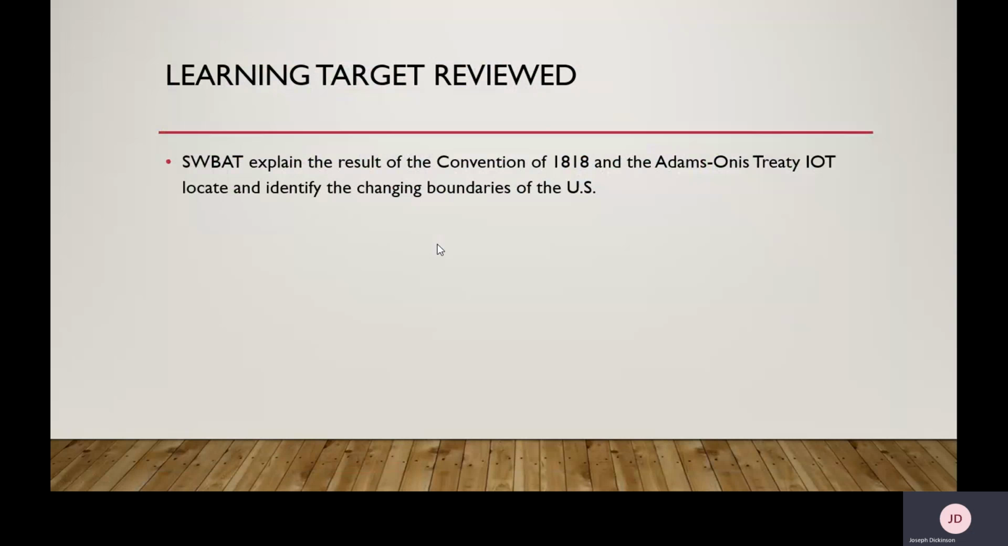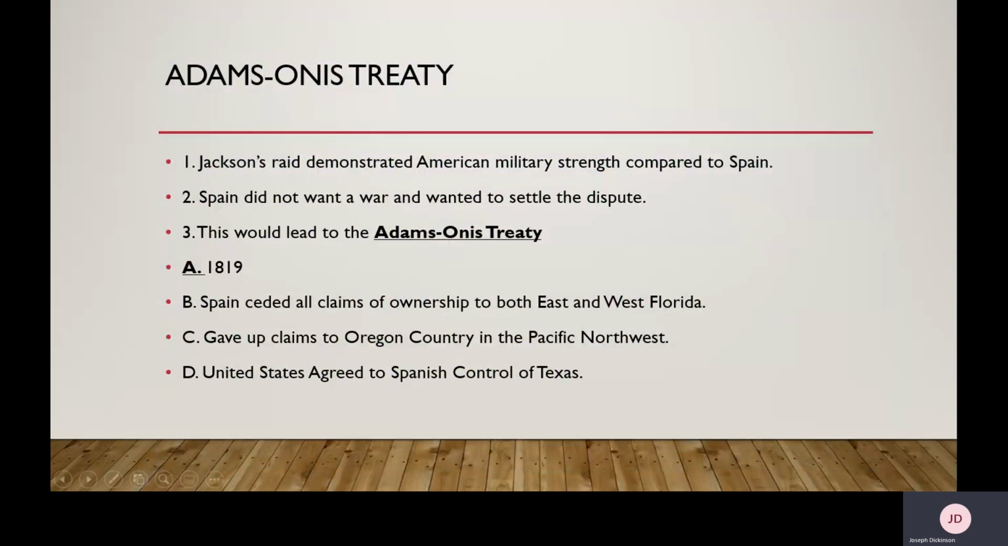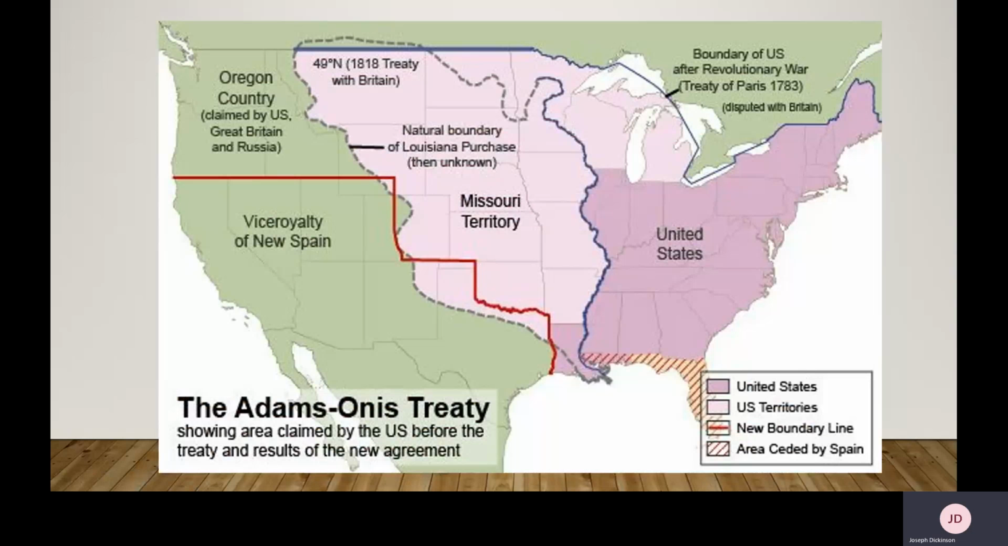All right, so learning target review. Students will be able to explain the results of the Convention of 1818 and Adams-Onis Treaty, in order to locate and identify the changing boundaries of the U.S. So for the Adams-Onis Treaty, just pause the video and tell your neighbor what was the Adams-Onis Treaty. Remember the 3 things that came of it: 2 things that America got, 1 thing that the Spanish got. Pause it and tell your neighbor. All right, so remember that America got East and West Florida, and they got Oregon country, and then the Spanish got Texas. Remember back to this map if you need to reference it.